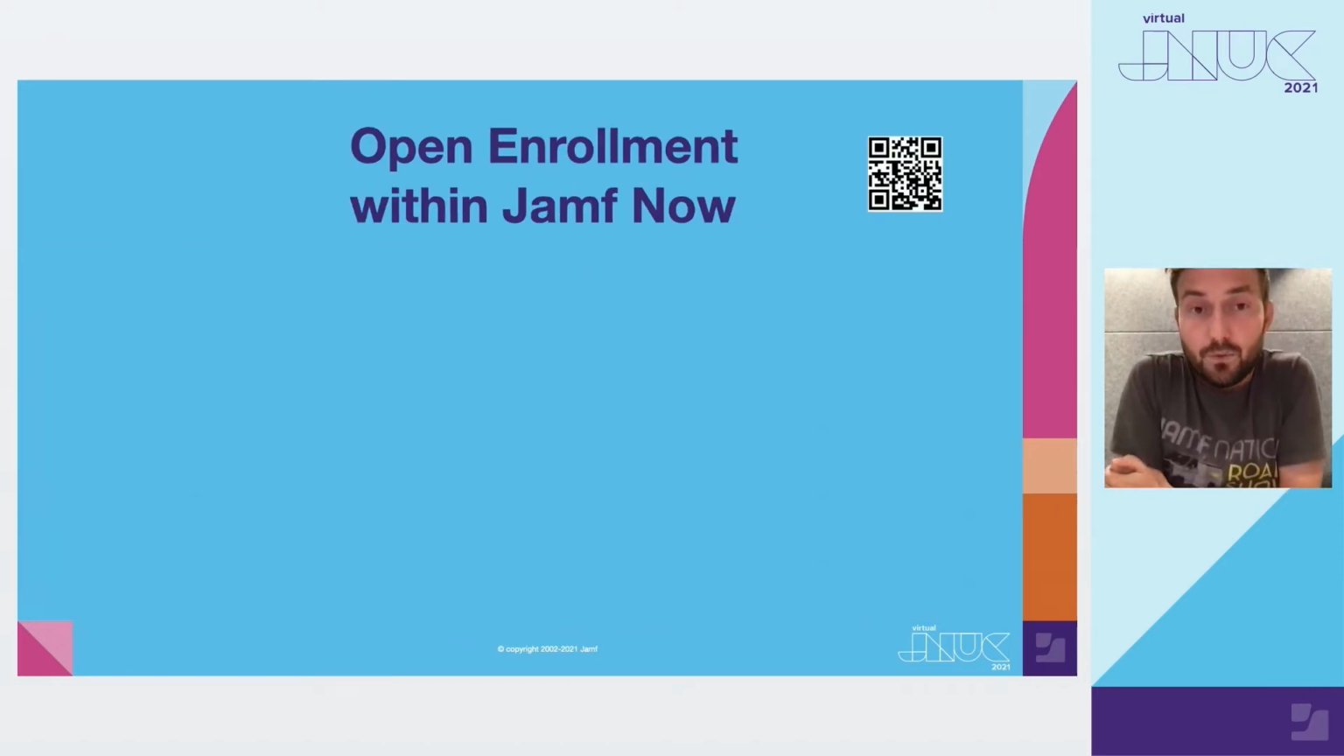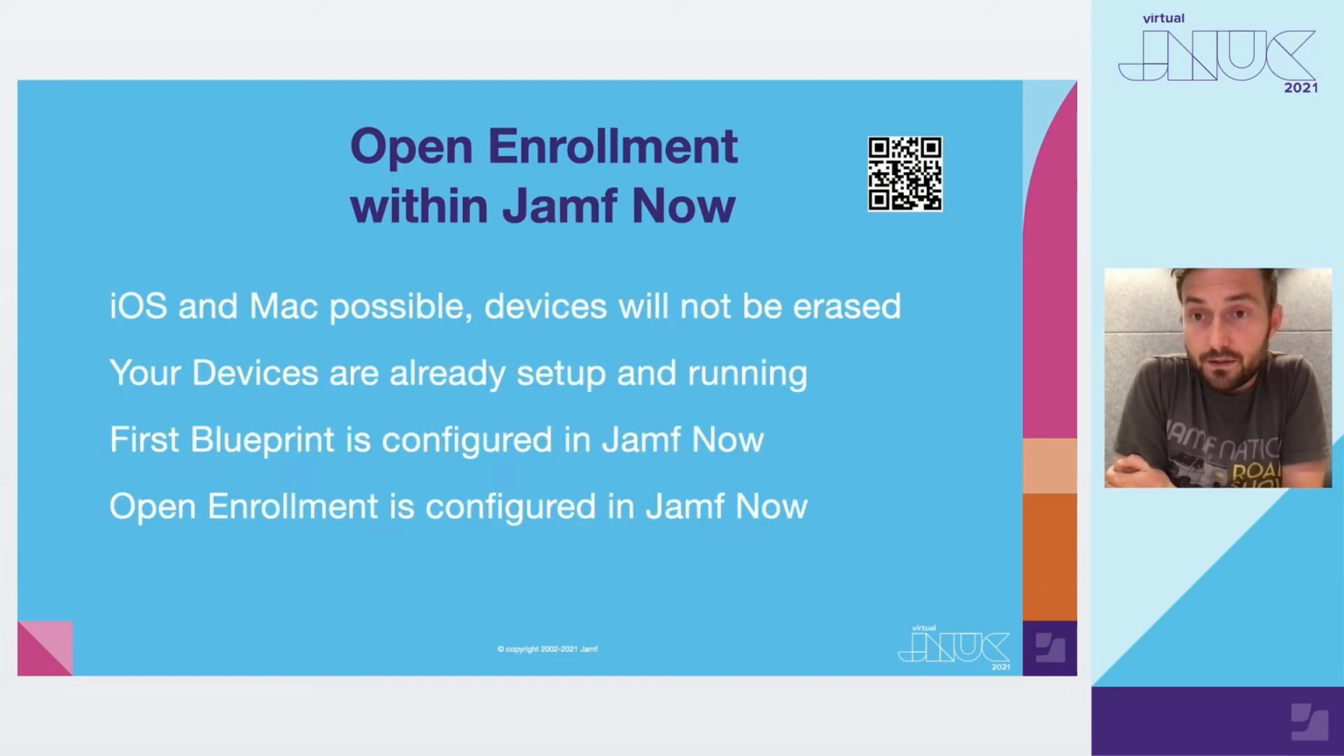Our third way to get a device into Jamf Now is open enrollment. It's pretty straightforward and pretty easy. You go to, and I will show you in a screenshot on the next slide, you go to the Open Enrollment tab within Jamf Now, you check the box that you want to use it, and you get a link or a QR code that you scan that brings you to the website to enroll the device into Jamf Now.